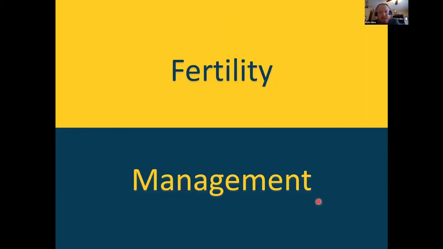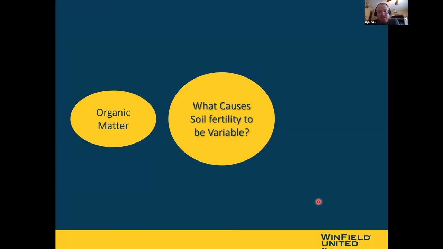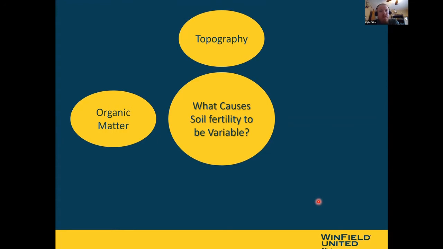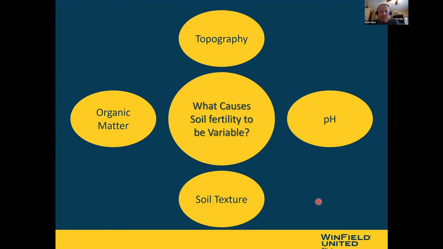So as we're getting into fertility management, what causes soil to be variable? It could be different levels of organic matter. It could be topography, which I'm sure is a huge player for you guys. It could be soil pH, which I know is becoming more important for us, and soil texture. And they're all related, actually, in a lot of ways.